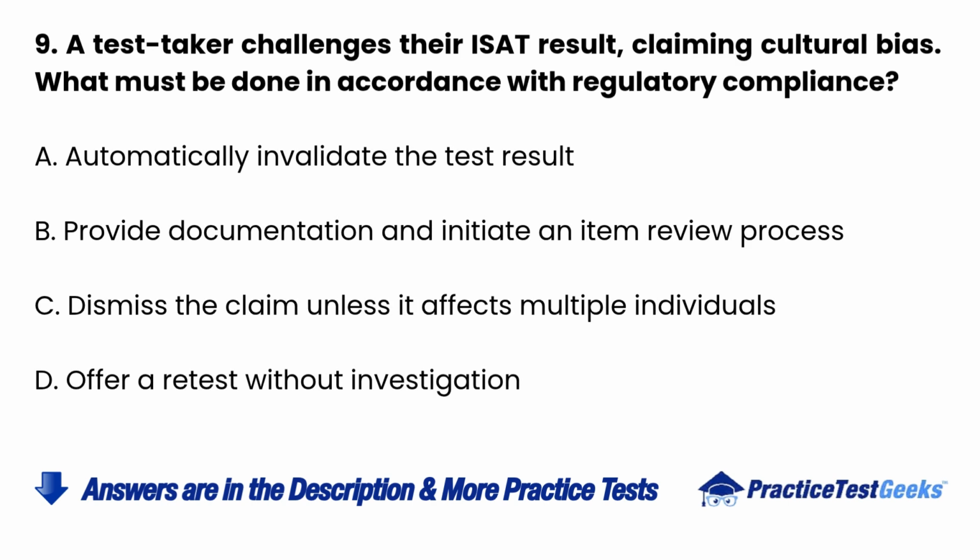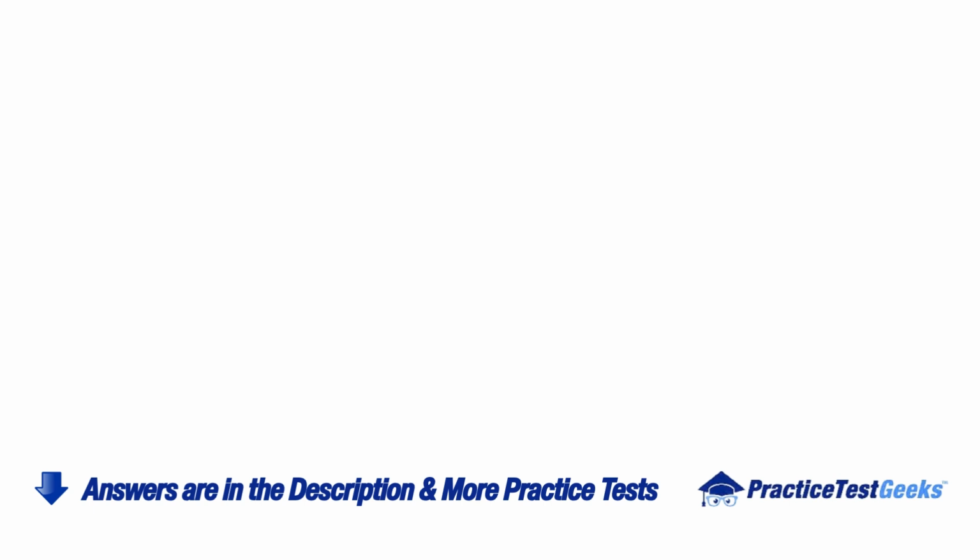9. A test taker challenges their ISAT result, claiming cultural bias. What must be done in accordance with regulatory compliance? A. Automatically invalidate the test result. B. Provide documentation and initiate an item review process. C. Dismiss the claim unless it affects multiple individuals. D. Offer a retest without investigation.